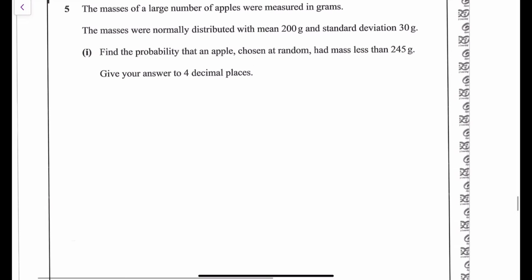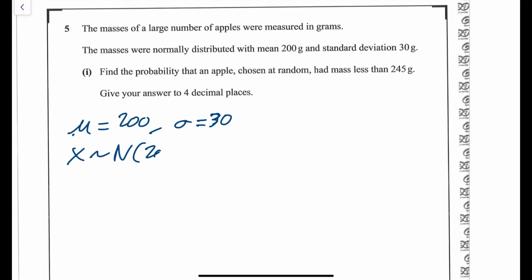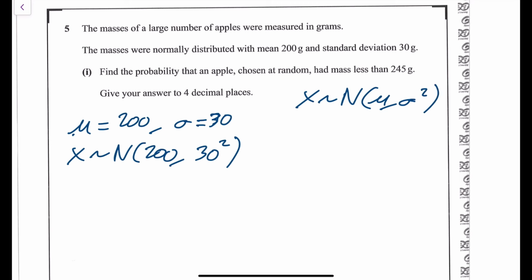Okay, question 5 says, the masses of a large number of apples were measured in grams. The masses are normally distributed with a mean of 200 grams and a standard deviation of 30. So let's just write down our mu is 200. Standard deviation is 30. So you could say X is distributed, normal distribution, mean 200, and then sigma squared, that's just the way it's set out. You write X is distributed, normal distribution, mean mu, sigma squared. I don't know if they're looking for that, to be honest. I'm just putting it in just in case.